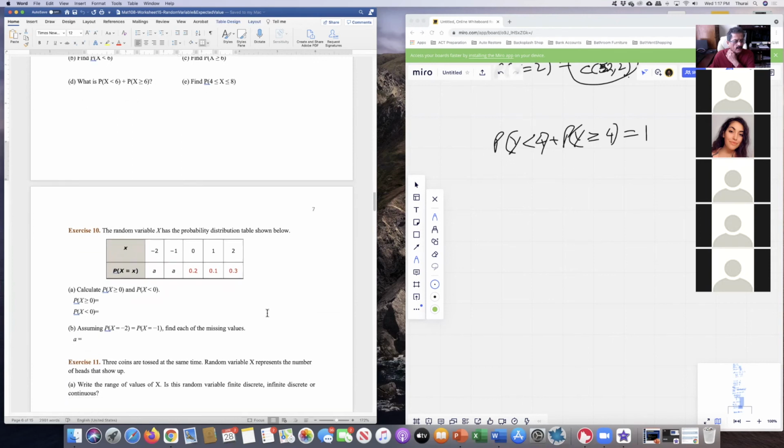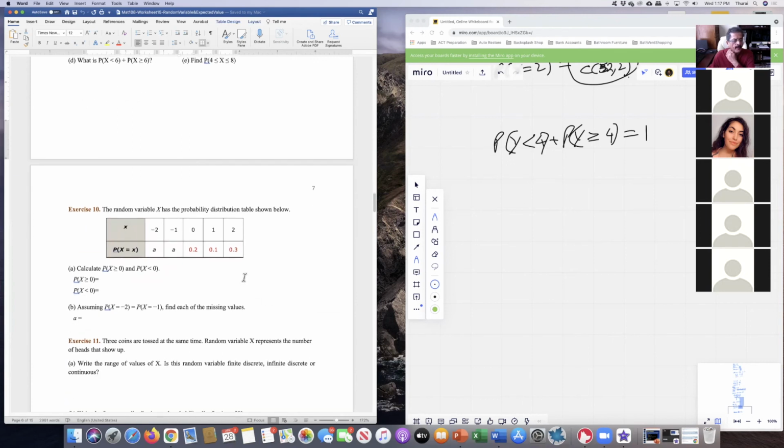Okay, going over to exercise 10. This is the probability distribution table given to you, and there are 2 probability numbers unknown. Then first we need to find the value of A. So can anybody find it? Would it be 0.2? 0.2 is correct.